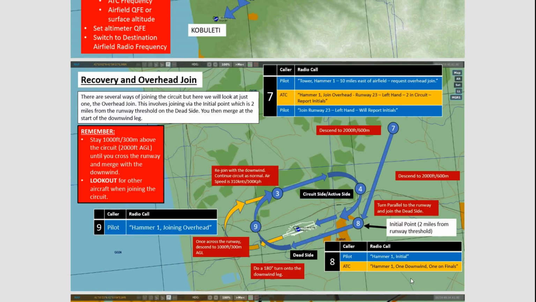When you cross over the threshold, cross over the runway after travelling along the dead side, this is when you want to call Hammer 1 joining overhead. And that lets any traffic in the circuit know what you're doing, you're merging with the downwind. And then number 3 is just to make your downwind call as you regularly would, and carry on to land. Any questions?